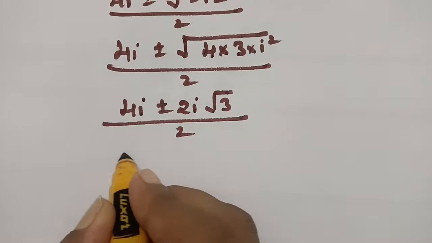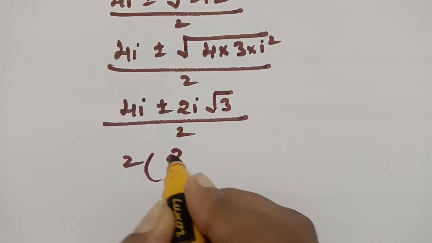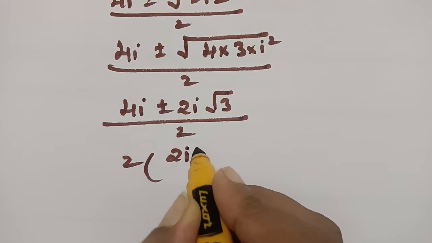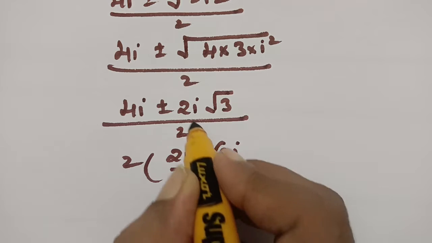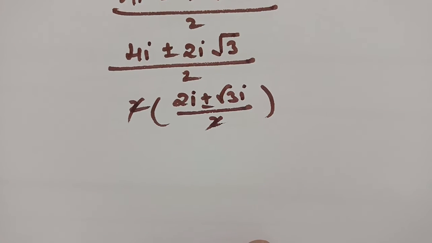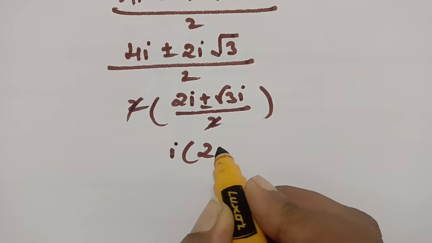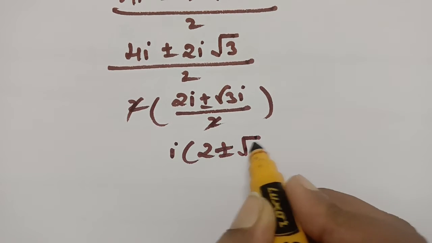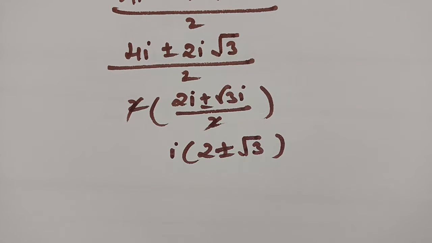So if I take 2 common here, then this will be 2i plus or minus root 3i, by 2. So if I cancel these two, we got the two roots. The first, if I take 2i common, this will be 2 plus or minus root 3.